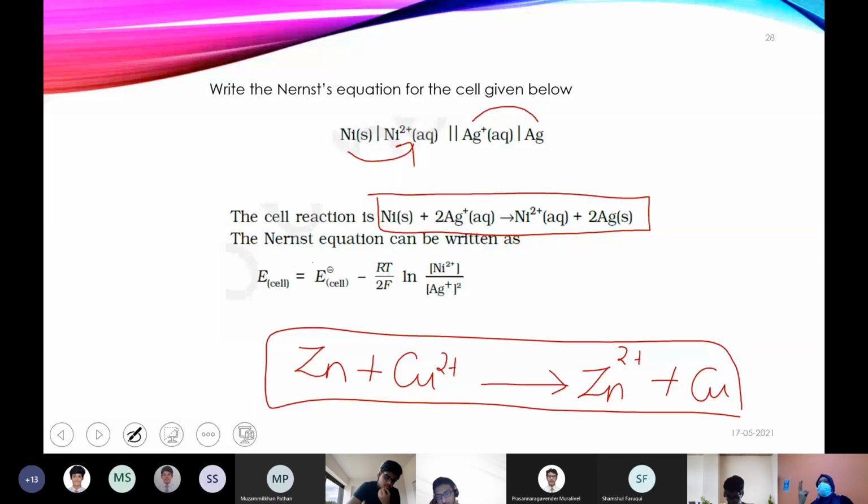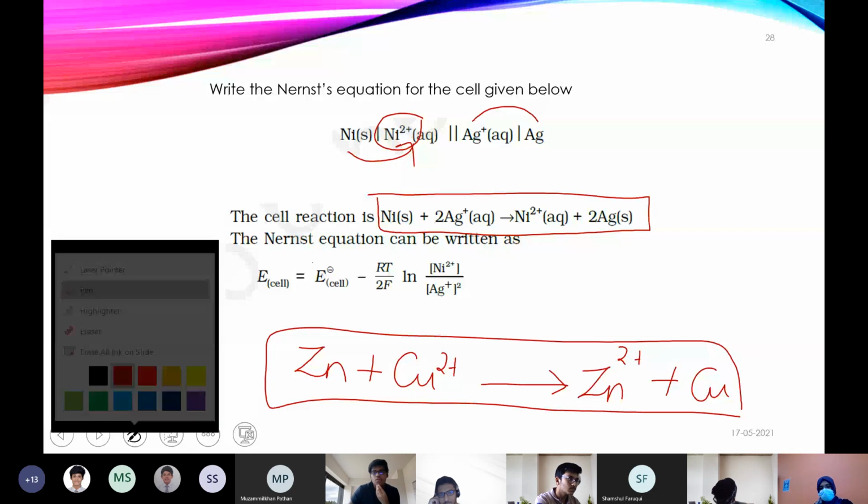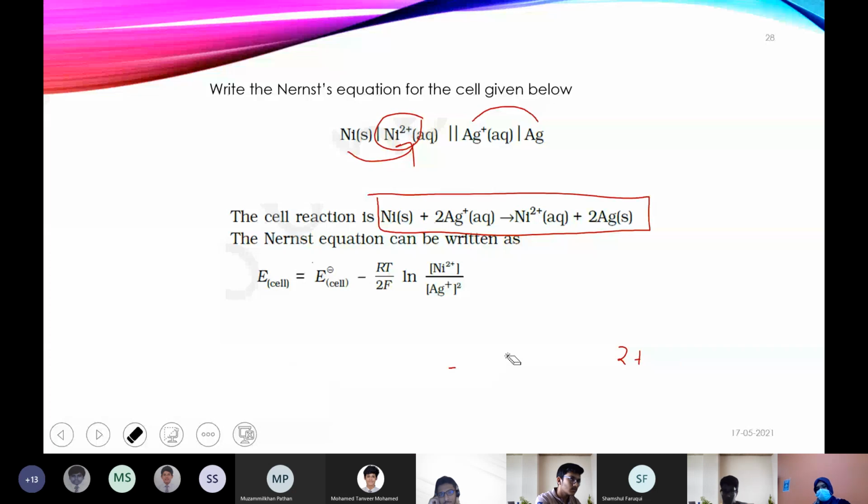There is a total change of 2 electrons, because one nickel has to give out 2 electrons to form Ni2+. Those 2 electrons will be taken by 2 Ag+ ions to balance that. So that's why this reaction is different from what we discussed in the case of a Daniell cell. In such cases, you can see the concentration terms have powers equal to their stoichiometric coefficients in the equation.